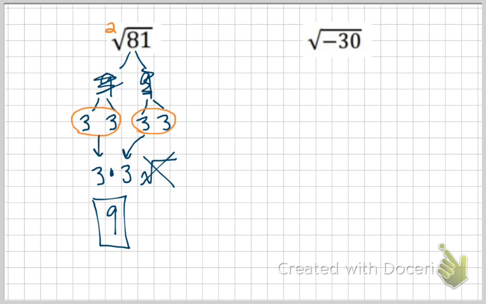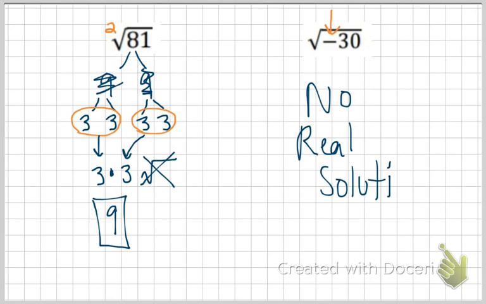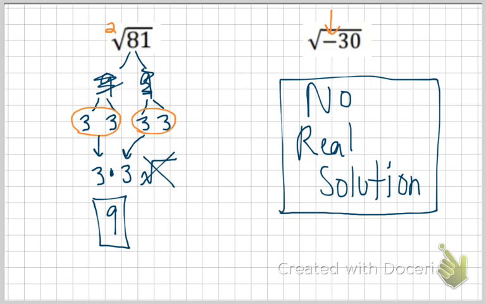Next we have the square root of a negative 30. Watch out for that negative. Super, super important that you notice it, because we can't even break this down into factors. Our answer is no real solution. Nothing else we can do. Once you get to Algebra 2, you'll learn why the answer is no real solution, and what we can do about it. But for right now, we're not worried about it.